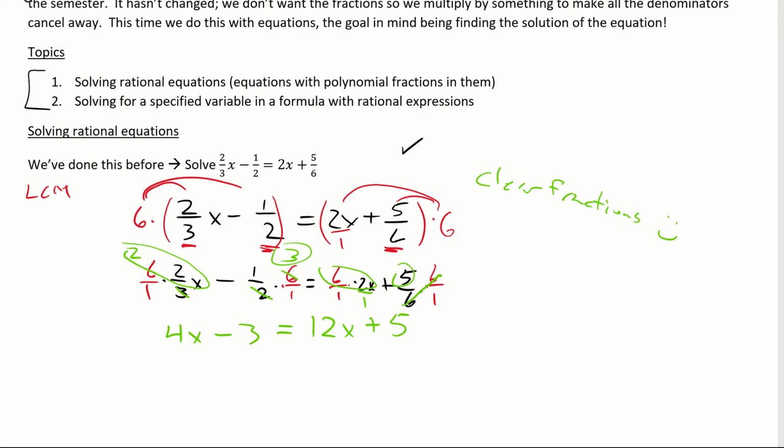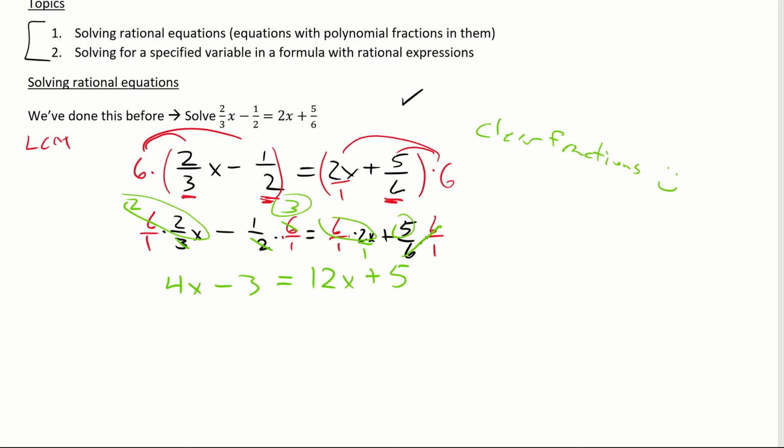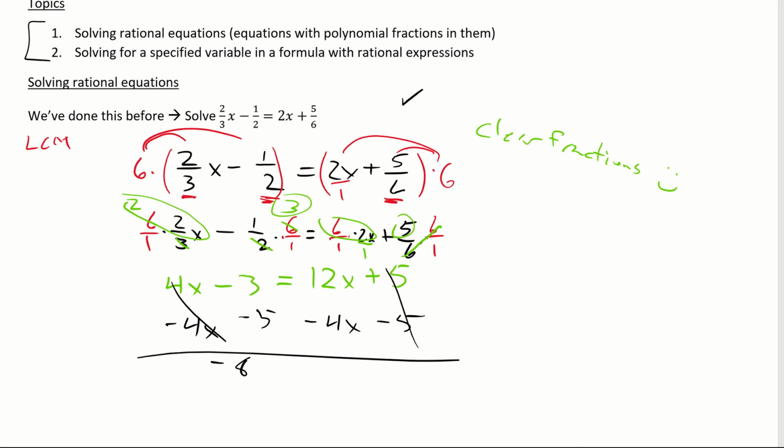Now, we're doing it with numbers, but the next example will have x's and then x plus 1s. You're going to have to factor, things like that. But it's the same thing over and over again. Easy to solve this guy. Minus 4x, minus 4x. How about a minus 5? Minus 5. Do you know what I'm doing? I got a minus 8 here is equal to 8x. Oh, look, x turns out to be negative 1. Okay, so that is the solution to the first one.